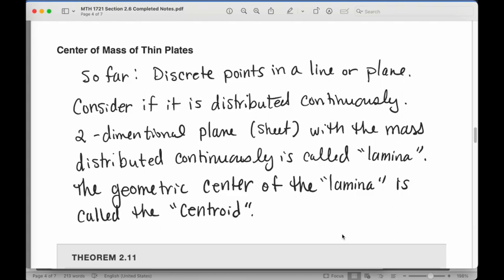And now if you're looking for the center of this lamina, specifically the geometric center, that is called a centroid. Now, if the mass is distributed uniformly in this sheet, then the centroid, which is the geometric center, will also be the center of mass.